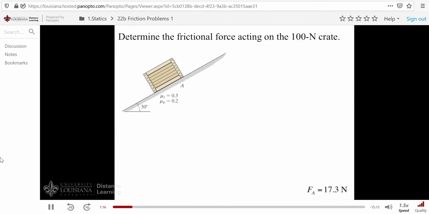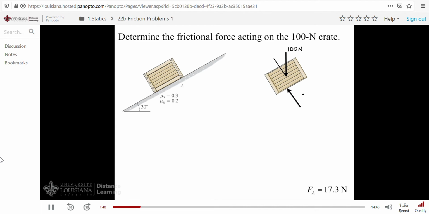And to do so, we'll consider this 100-newton crate, and it's resting on this 30-degree inclined plane, for which the coefficients of static and kinetic friction between the plane and the crate are given here. In order to solve the problem, let's first look at the equilibrium of the crate. And to study that, we first have to draw a free body diagram for the crate. On it, of course, we have our weight downward. That's 100 newtons.